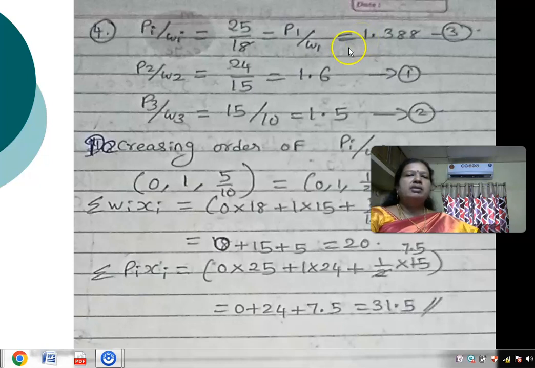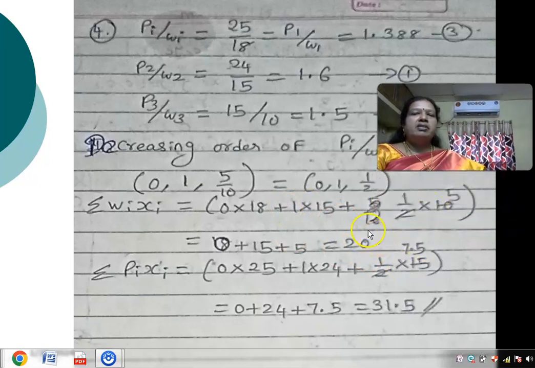So in decreasing order, first I have filled the second object with 1, and the remaining with the next, 1/3. So the second object's weight is actually 15. So 15 is filled. So the remaining 5 weight for the third one, that is 5 by 10, again 1 by 2. So I am calculating again the weight and profit. My weight is within 20 only, and my profit is 31.5, which is greater than all the other 3 strategies. So this is my optimal solution out of the 4 feasible solutions.